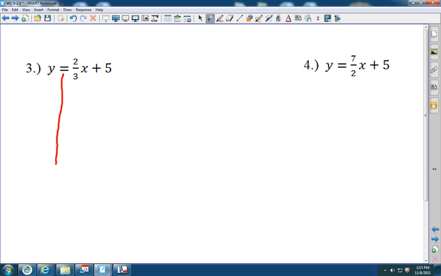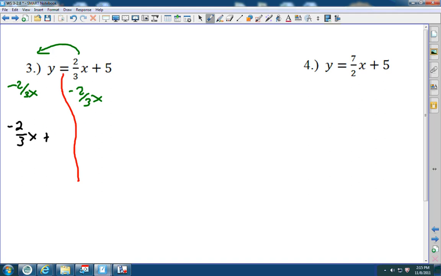The first thing I'm going to do is move my x to the left-hand side. I need to get that over there. So I'm going to subtract 2/3 x from each side. Now, remember, these can't go together because that's an x and a y. I'm going to move my line over just a little bit and tilt it. I have negative 2/3 x plus y equals, these cancel, and I get 5.